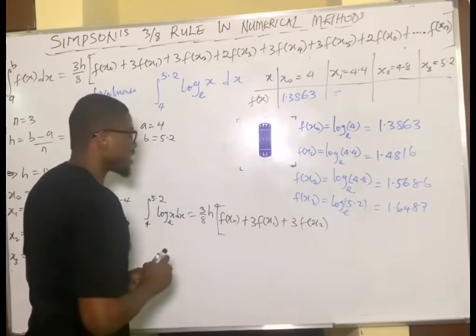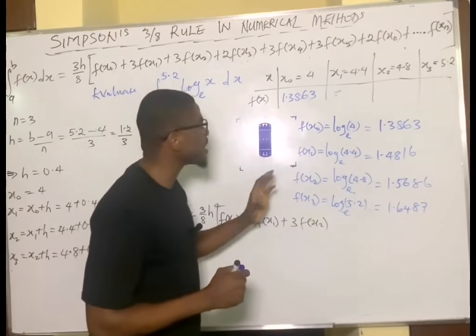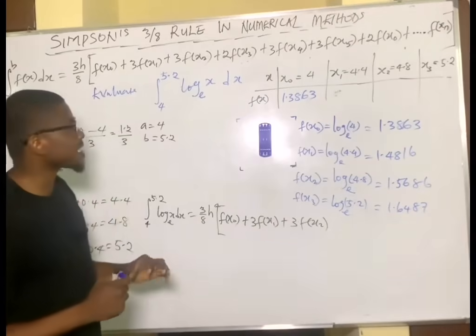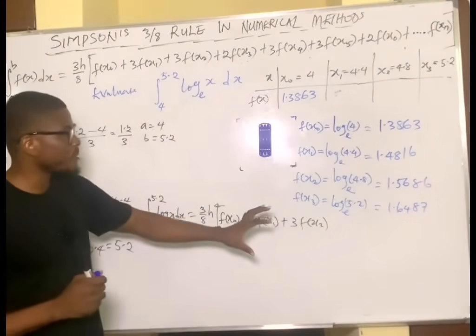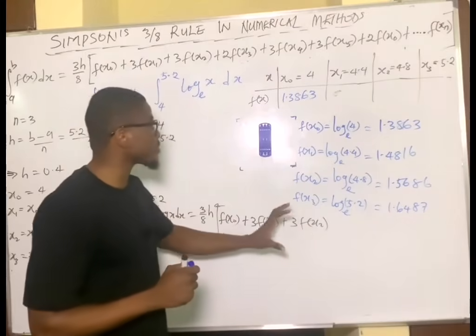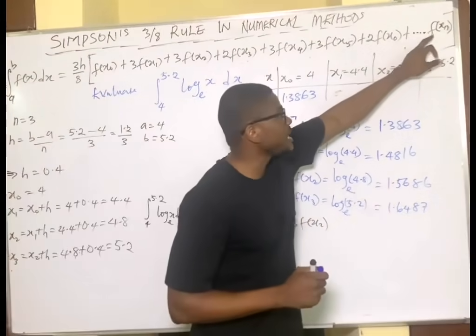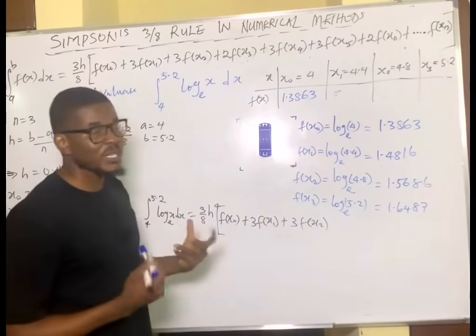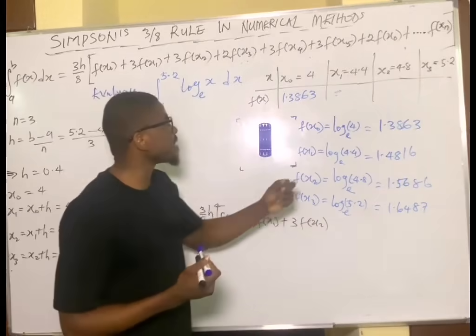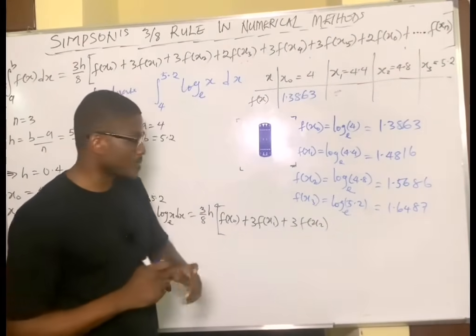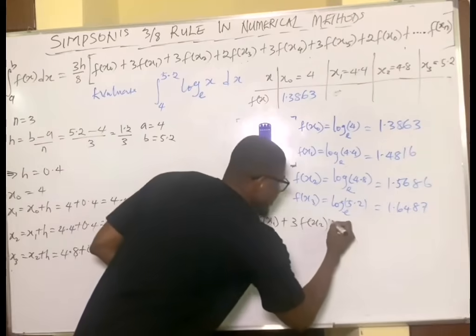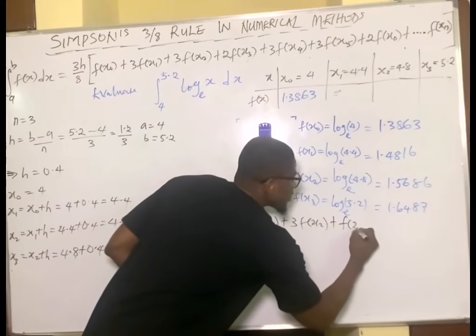So I will simply have plus 3 f of x1 plus 3 f of x2. Now, since I have exhausted the values of x, I am now left with what? X3. And x3 now is the last value, or the last variable for x, right? If I plug that into the function, that becomes my last function. And the last function is unmultiplied by any value, so you simply have plus f of x3.